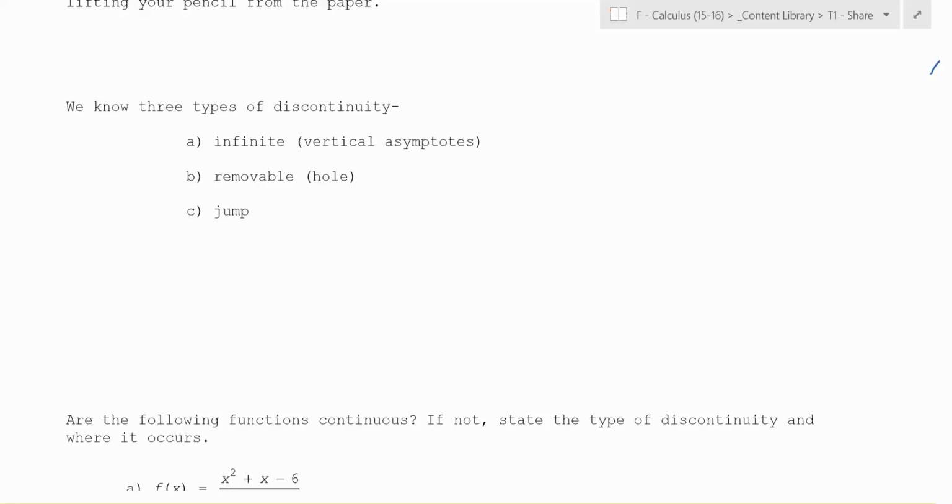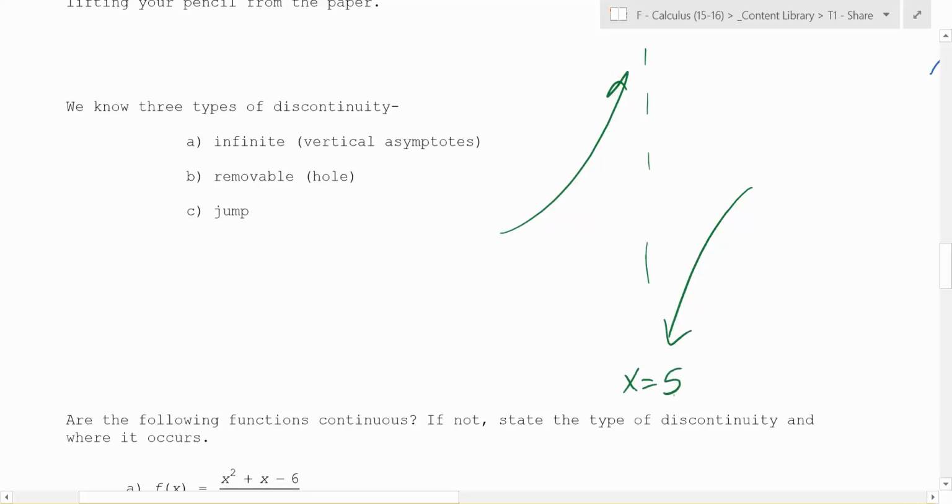So let's see what each of these look like. Well, you know what an asymptote looks like. A vertical asymptote. Take a look here. Let's say that's x equals 5 right there. Is the function continuous at x equals 5? No. That has a vertical asymptote at 5. The function is not continuous at x equals 5. When x is 5, the function doesn't exist. Do you have to pick up your pen at that point? At x equals 5, you'd have to pick up your pen and go infinitely up.